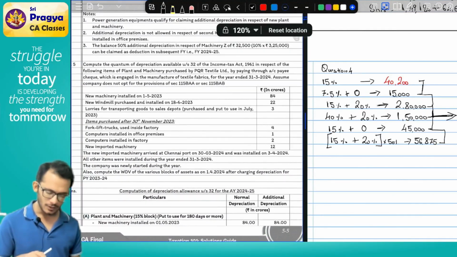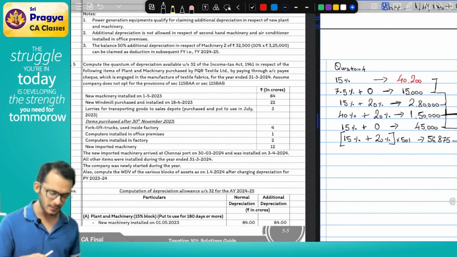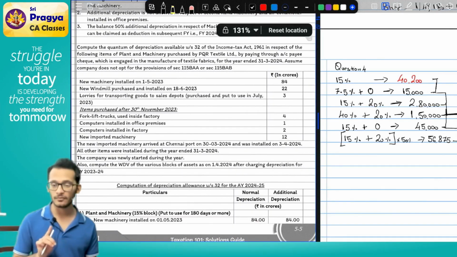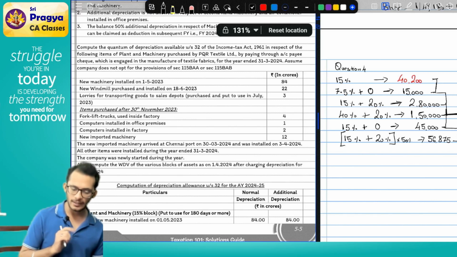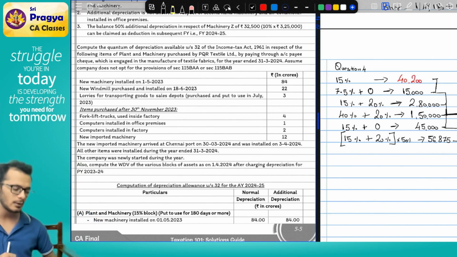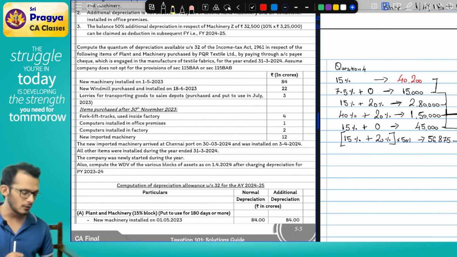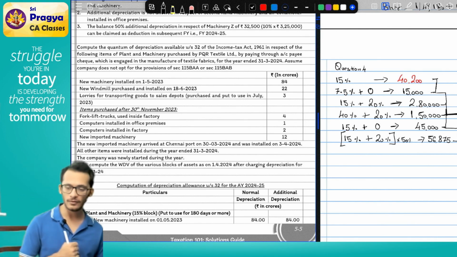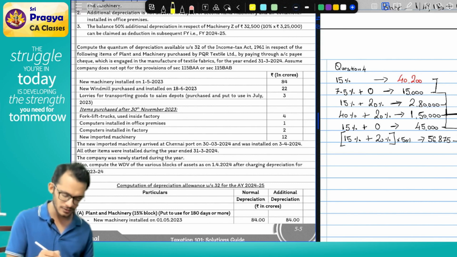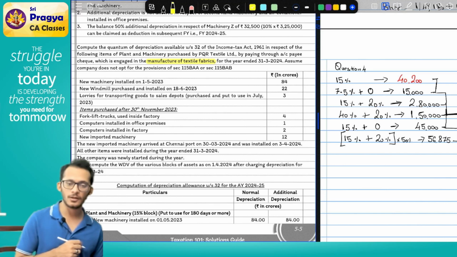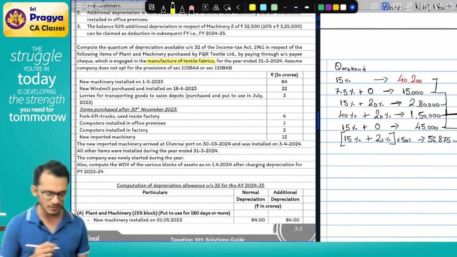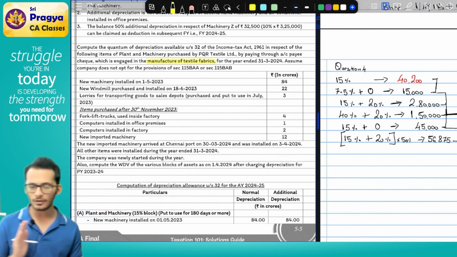Next, you are required to compute the quantum of depreciation which is available under section 32 in respect of the following items of plant and machinery, which is purchased by PQR Textile Limited by paying account payee cheque, which is engaged in the manufacture of textile fabrics. The moment you see manufacture, you are eligible for additional depreciation. Assume that the company does not opt for the provisions of 115BAA and BAB.